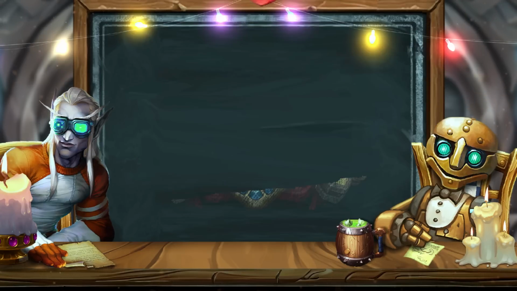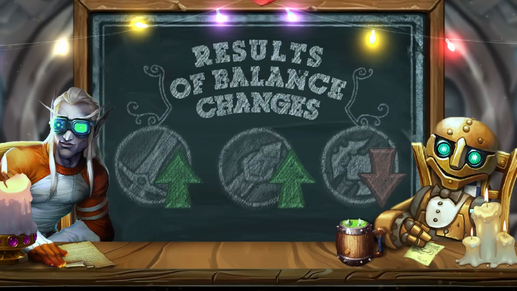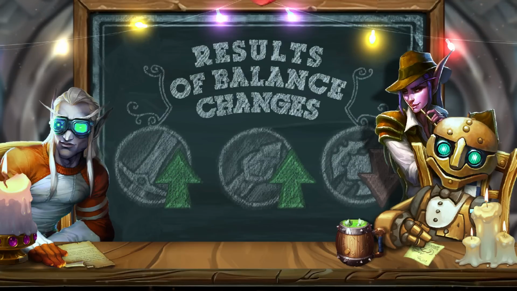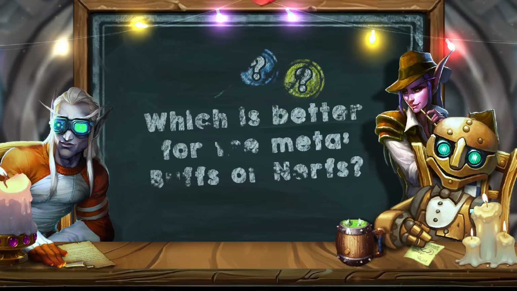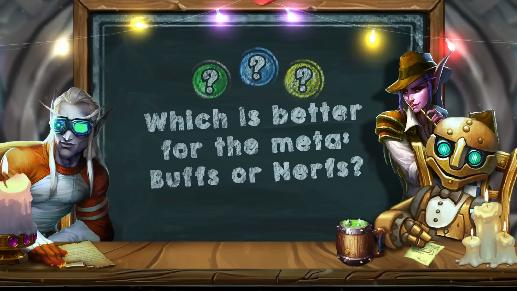According to our algorithm, the Mage and the Warrior received the most significant improvements. Dear friends, do you think these changes are enough for these two classes to become competitive again? What do you think about the change in approach to Hearthstone balance? Are you satisfied with these changes in general? Share your opinions in the comments and join the polls on our community tab.